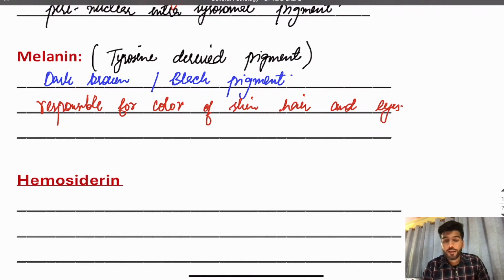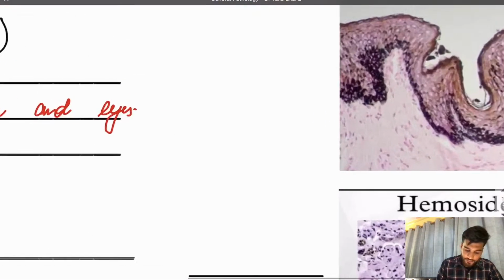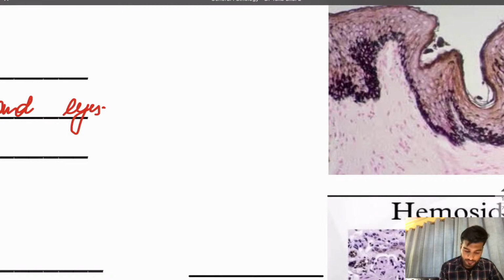Now if the melanin is absent, what will happen, guys? There is a condition called albinism. What is the enzyme deficient in albinism, guys? Anyone? It's a derma question, guys. What is the enzyme deficient in albinism? It's tyrosinase. I will write it here, guys, from the derma. They can ask.